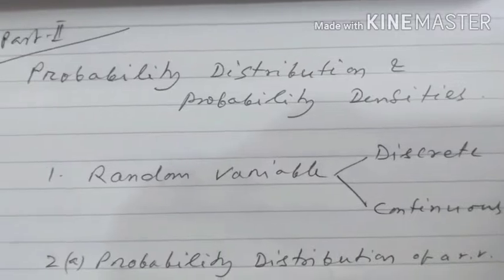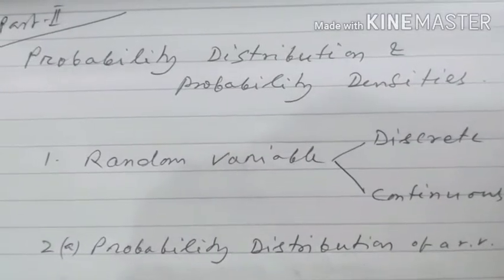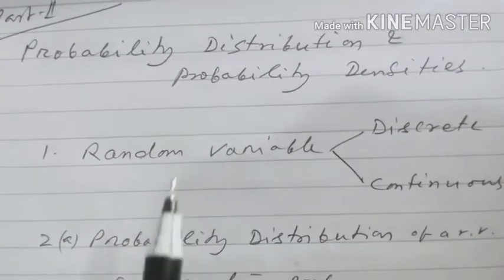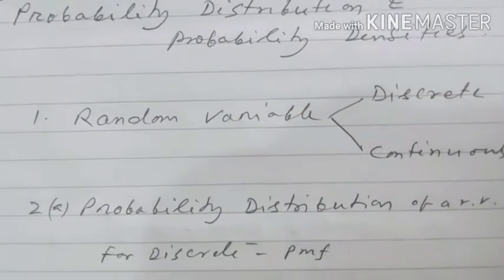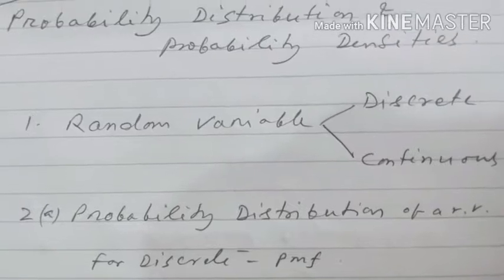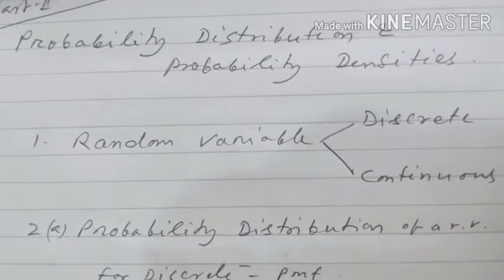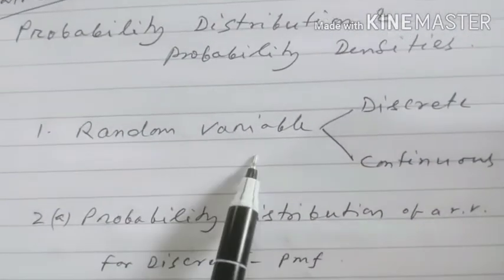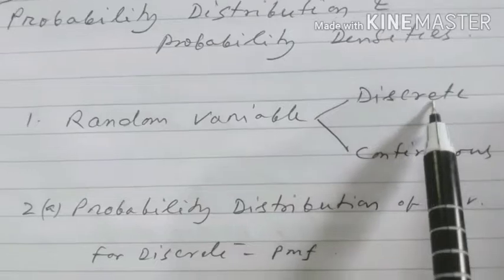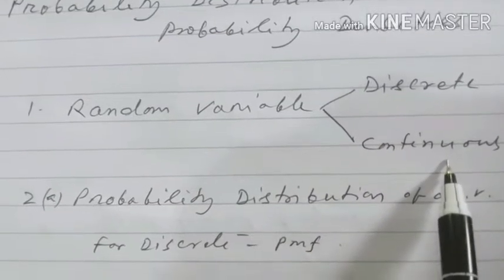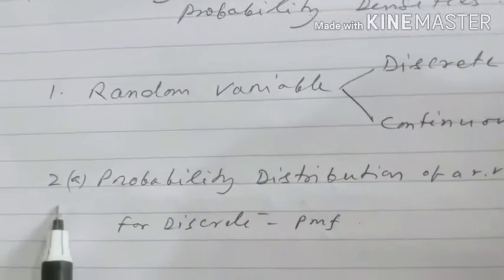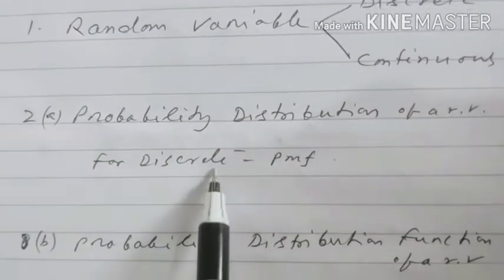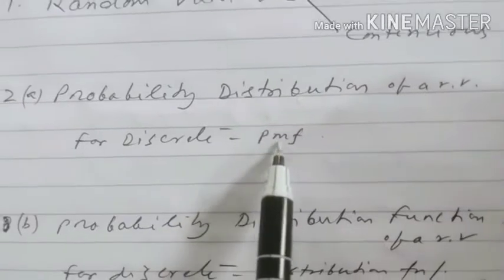Part 2 consists of probability distribution and probability densities. What are they? Very important for 12th class onwards. First one is random variable, and there are 2 types of random variable, that is the discrete and continuous random variable. Second one is the probability distribution of a random variable. For a discrete case, we say probability mass function.